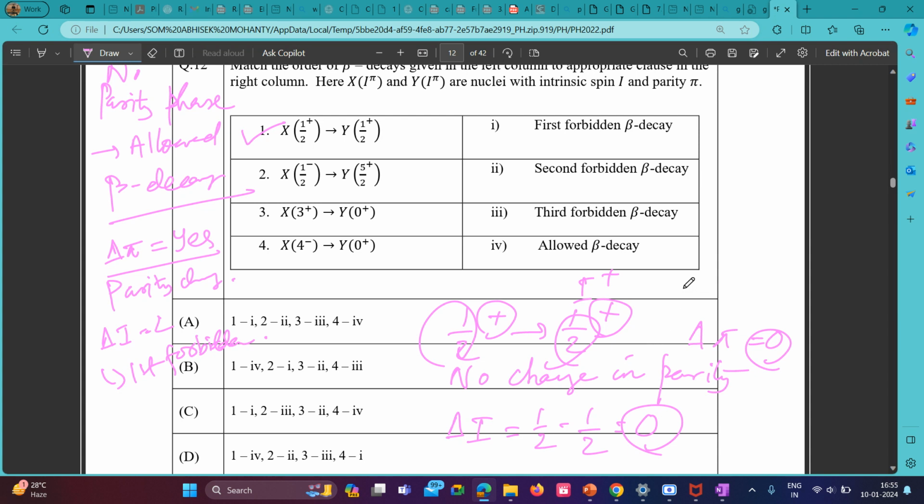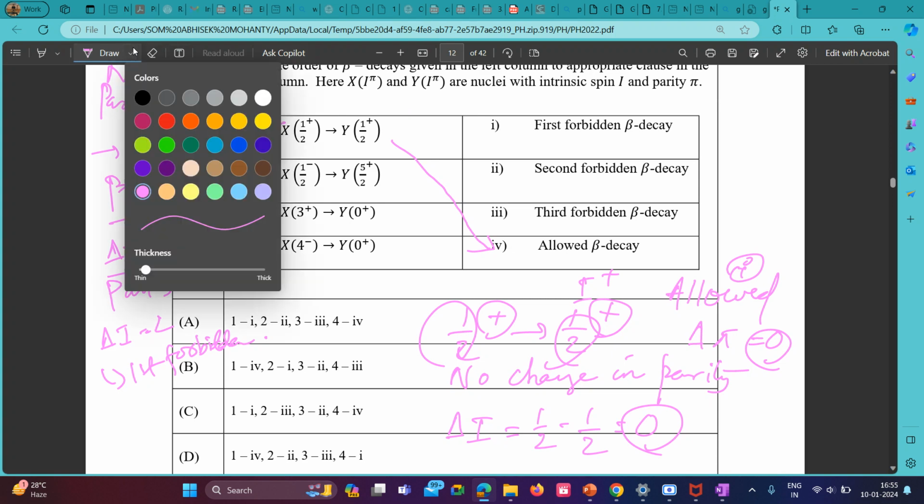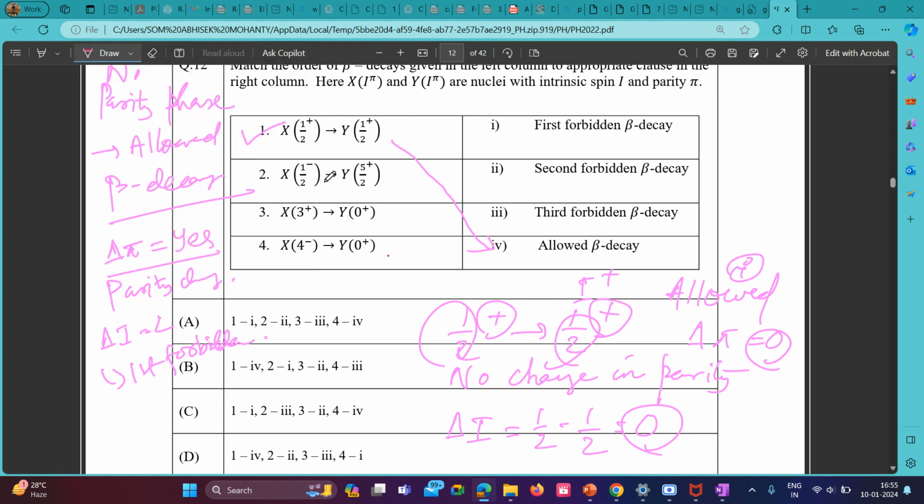That means this one is what? Allowed beta decay. I is allowed beta decay. So 1 goes to this. Clear? Okay. Now, let's go to this one.